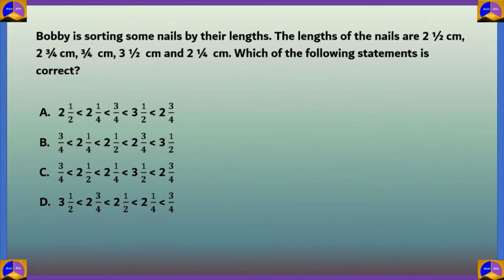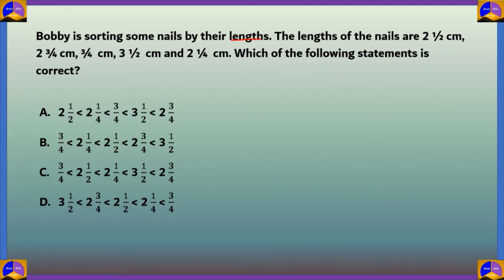Next question. Bobby is sorting some nails by their lengths. The lengths of the nails are 2 1 by 2 centimeter, 2 3 by 4 centimeter, 3 by 4 centimeter, 3 1 by 2 centimeter, and 2 1 by 4 centimeter. Which of the following statements is correct? Option A, 2 1 by 2 is less than 2 1 by 4, which is less than 3 by 4 is less than 3 1 by 2 is less than 2 3 by 4.